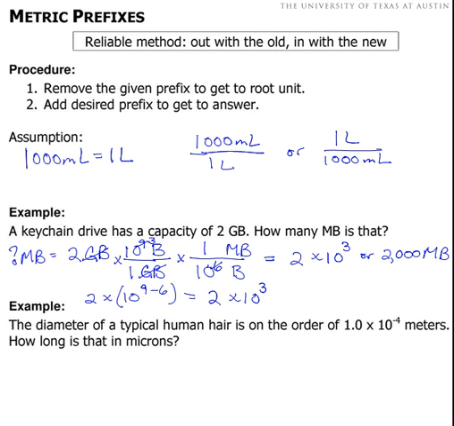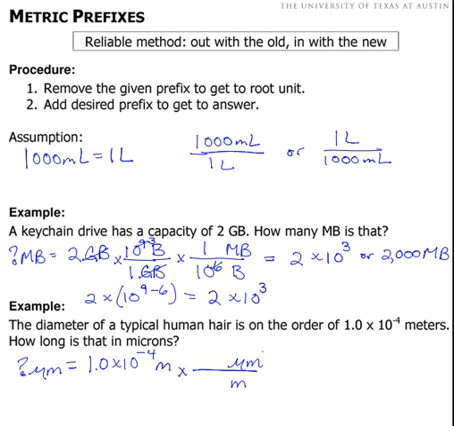Next example, the diameter of a typical human hair is on the order of 1 times 10 to the negative 4 meters. How long is that in microns? Alright, so we want to find out microns. We have 1.0 times 10 to the negative 4 meters. Oh nice, it doesn't have a prefix in it, so we just have the single step. We want to put meters on bottom and microns on top.